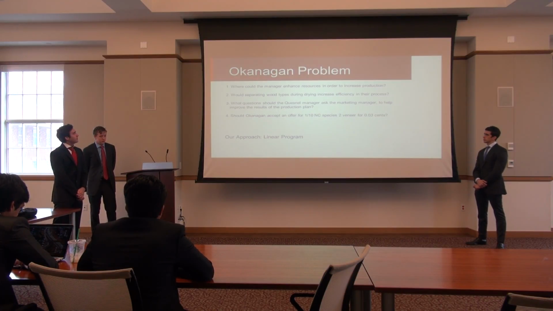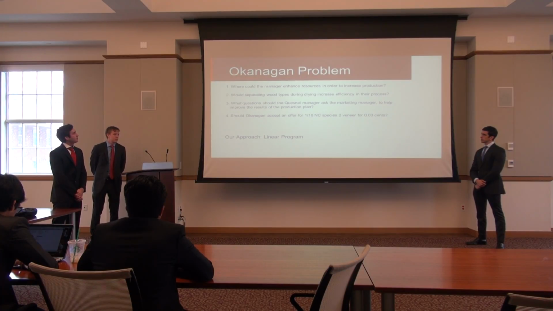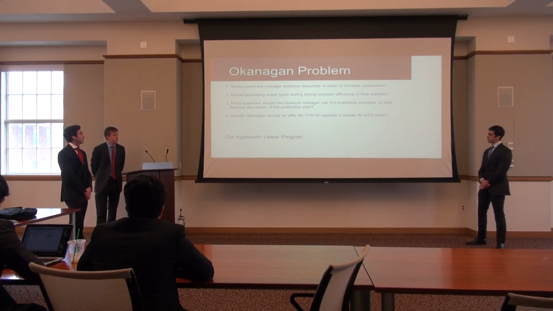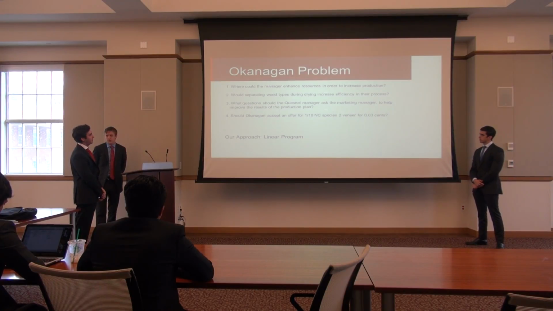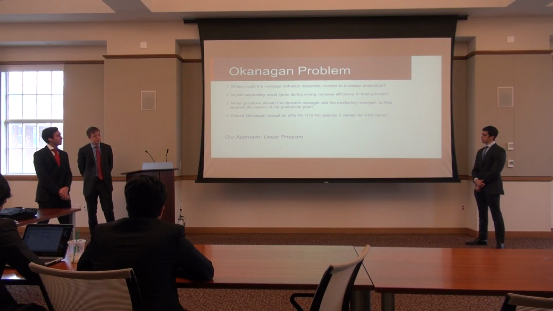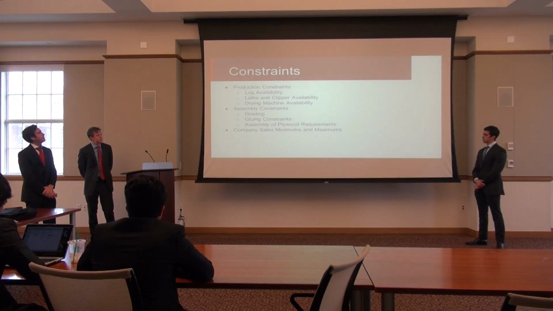Where could the manager enhance resources in order to increase production? Could separating wood types during drying increase efficiency in the process? What questions should the manager ask the marketing manager to help improve the results of the production plan? And should Okanagan accept an offer of 1/10 NC species 2 a year for 0.0 cents? The approach we used was linear programming.